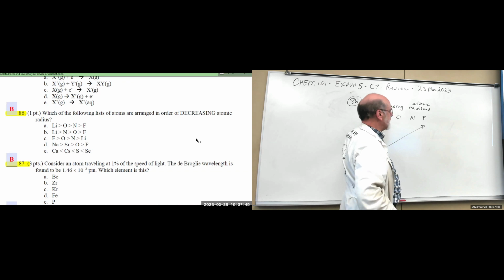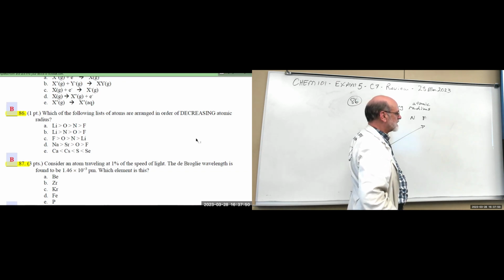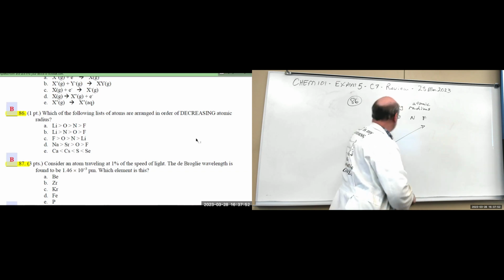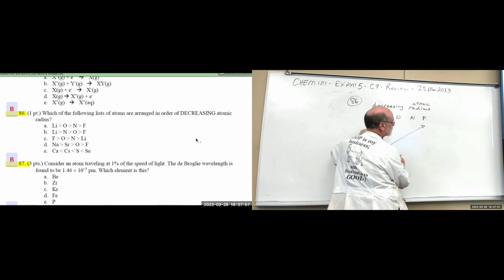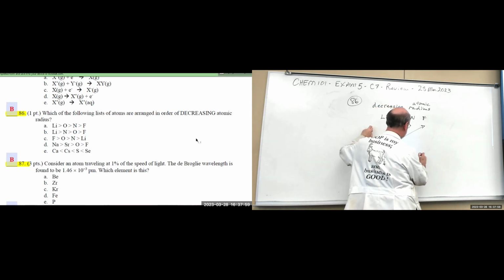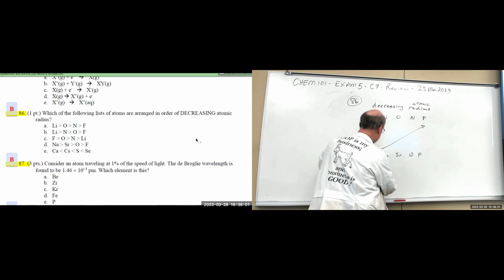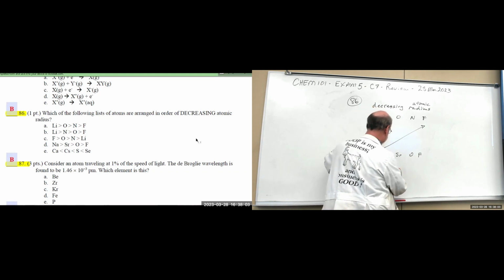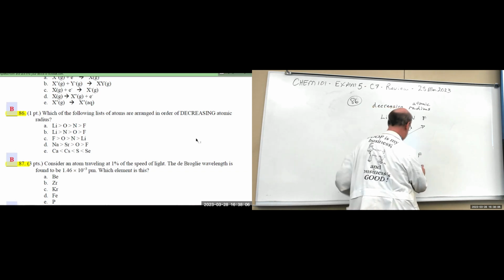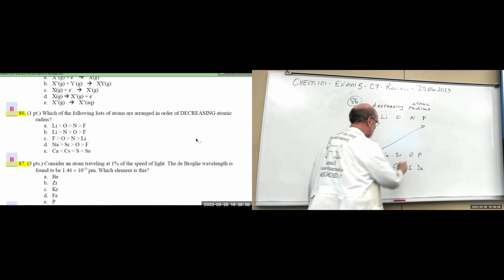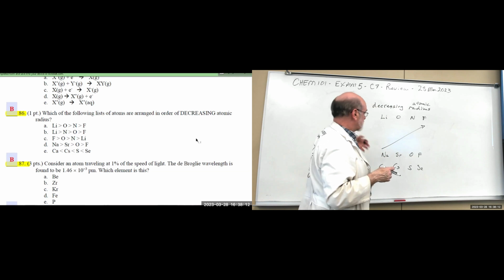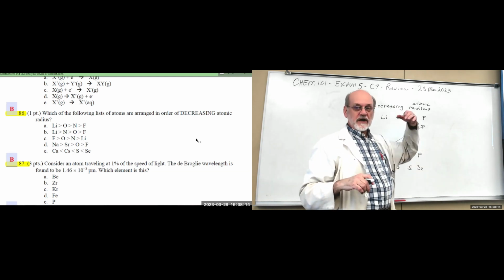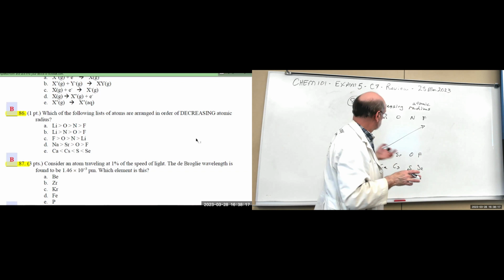Okay, B, that's A. B has the same ones. C has the same ones. D and E are different. So D is sodium, strontium, oxygen, and fluorine. And the last one is calcium, cesium, sulfur, and selenium. Since we don't have any oddballs in here, we can start from the top and work our way down till we find the answer.